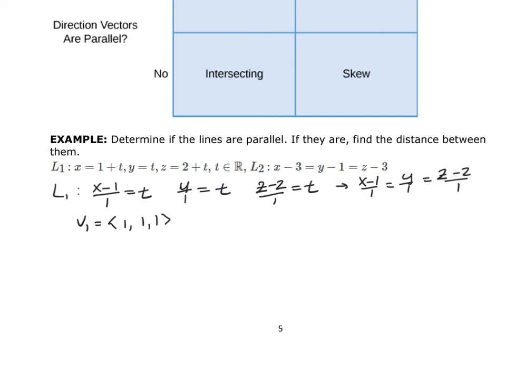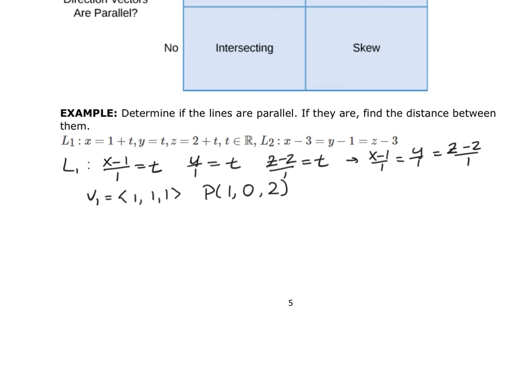I need to find a point that's on this line. So I need to find a point that satisfies all of these. So I have to find a point that's going to satisfy x minus 1, which has to equal y, which has to equal z minus 2. So let's just pick the easiest one, which is x is equal to 1. If x is 1, 1 minus 1 is 0, so y must be 0. And then z minus 2 has to equal 0, which equals this numerator. All these numerators have to be equal. So that means my point has to have a 2 for the z.